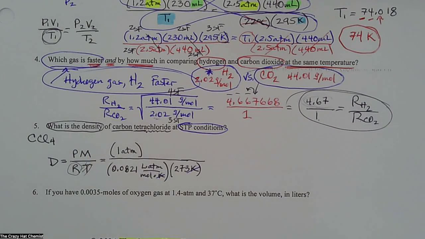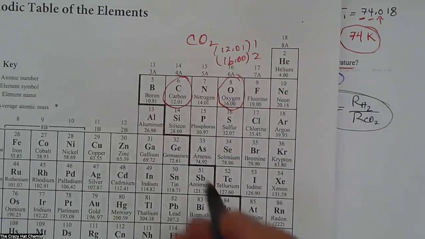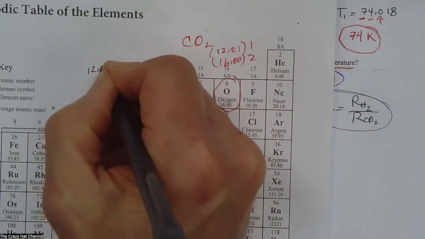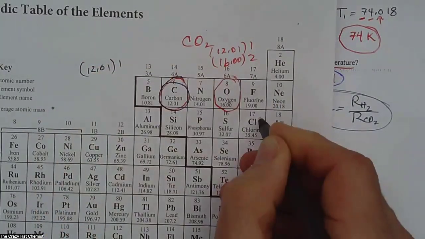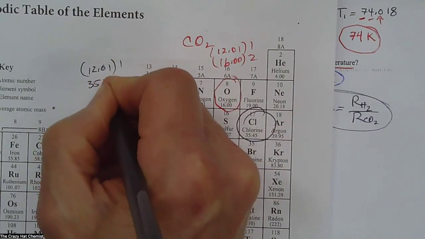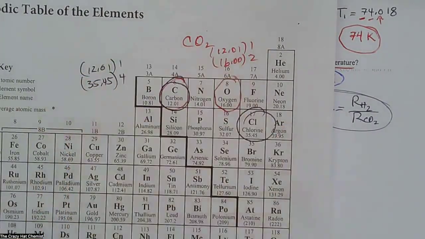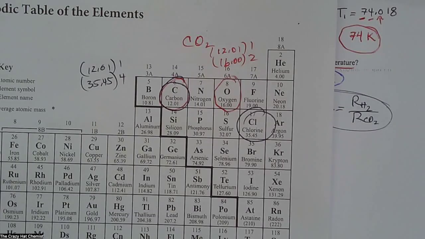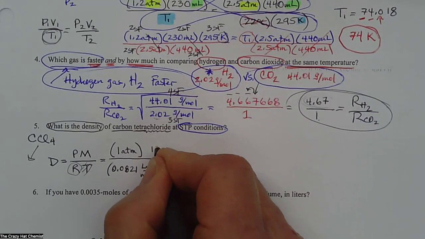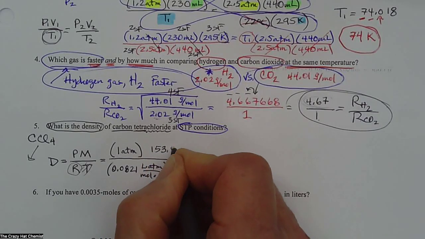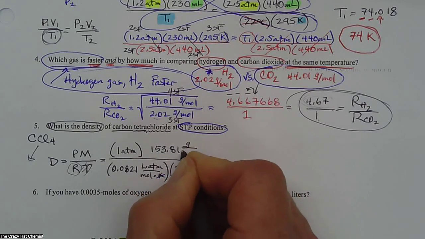Now, M is for the molar mass. So we're going to look at our periodic table to get the molar mass of carbon tetrachloride. Here we go. We've got carbon, that's 12.01. There's one of those. And there's chlorine, 35.45. There's tetra, that's four of those. So that's 12.01 times 1 plus 35.45 times 4. And that is going to equal 153.81 grams per mole.